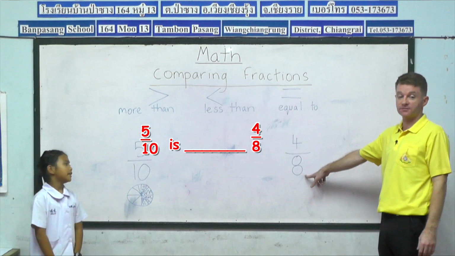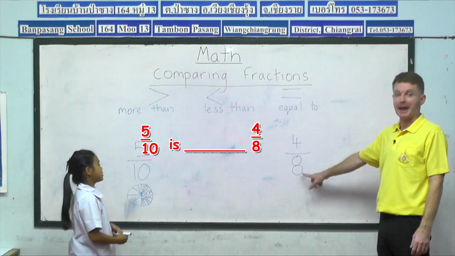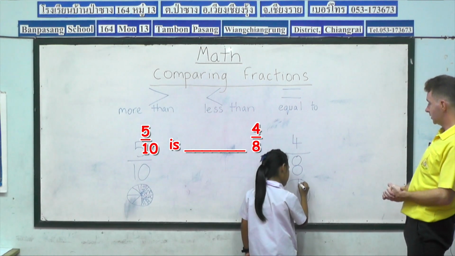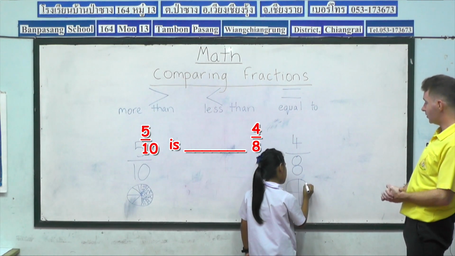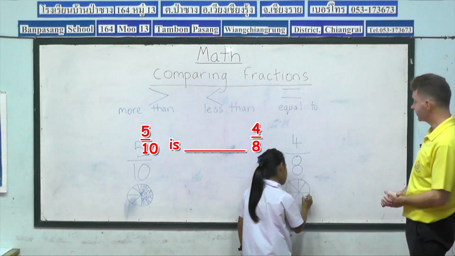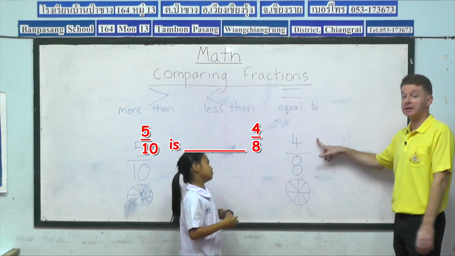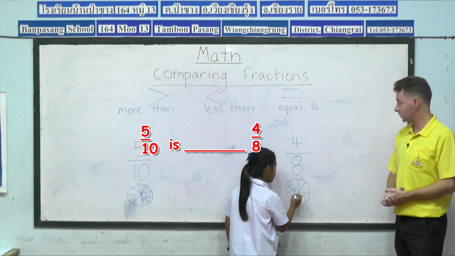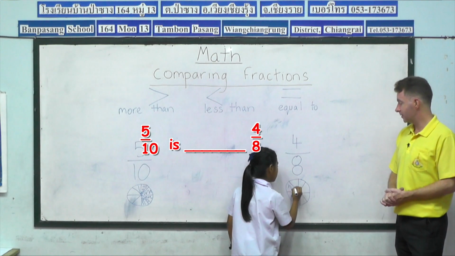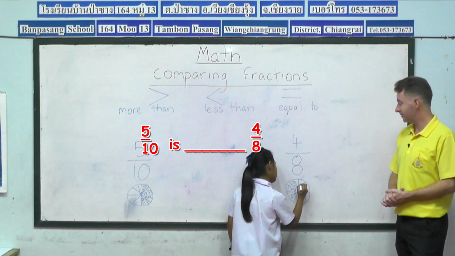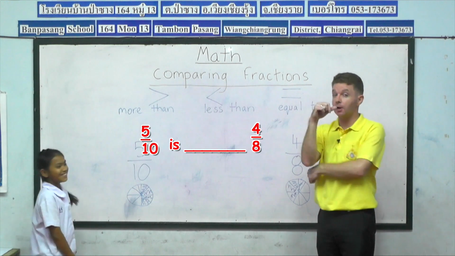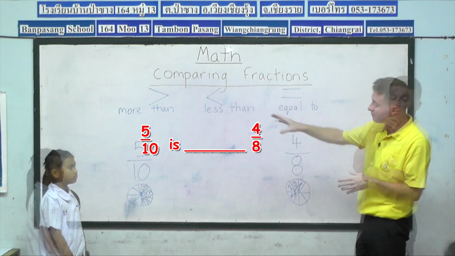Needs how many parts? The denominator? 8. So second circle with 8 parts. 2, 4, 6, 8. Okay, and this time, how many in blue? 4. 1, 2, 3, 4. Excellent, guys. Okay, so now take a close look at both circles.